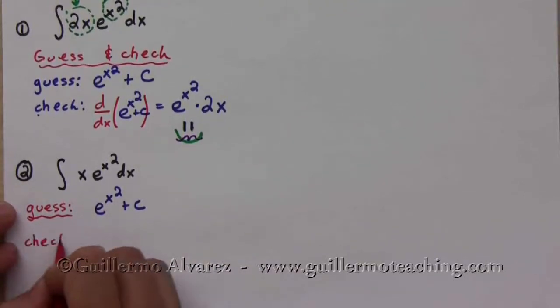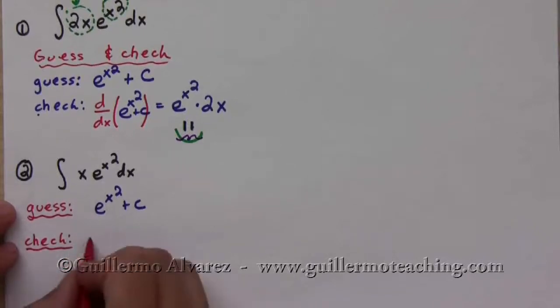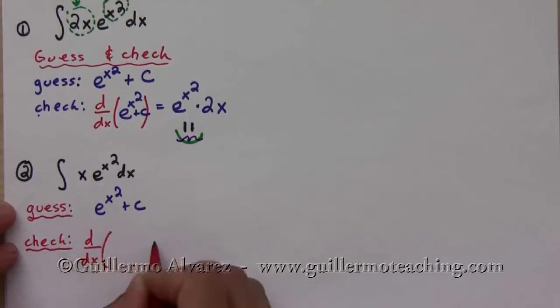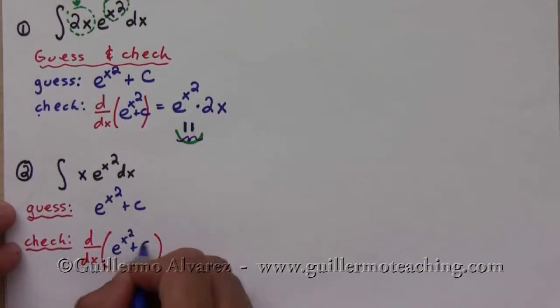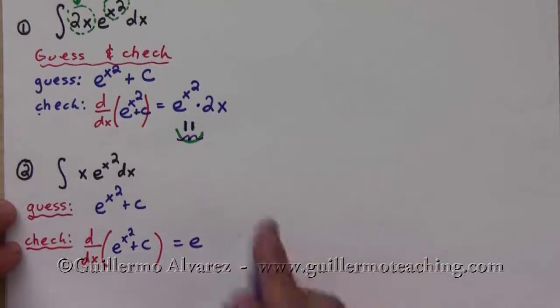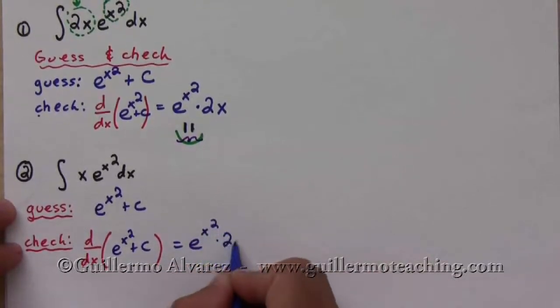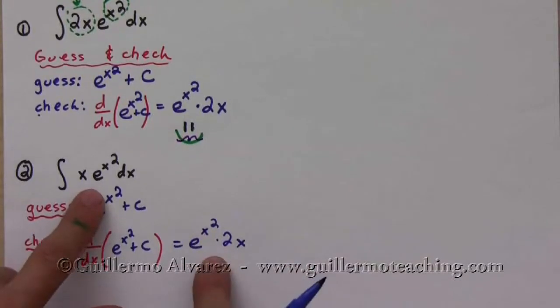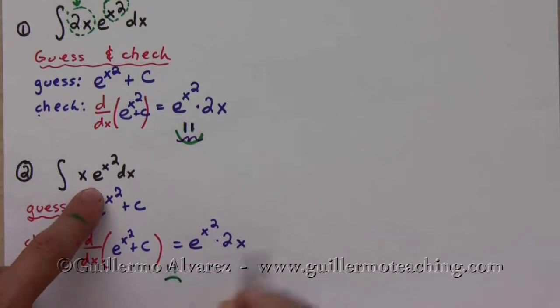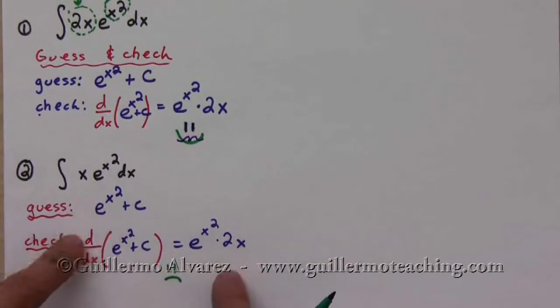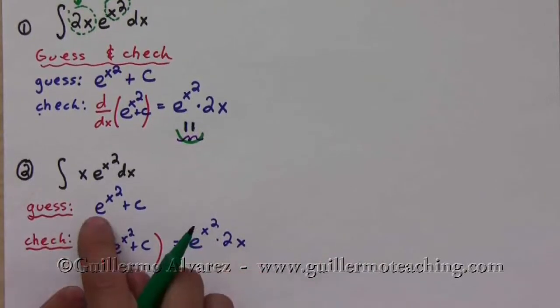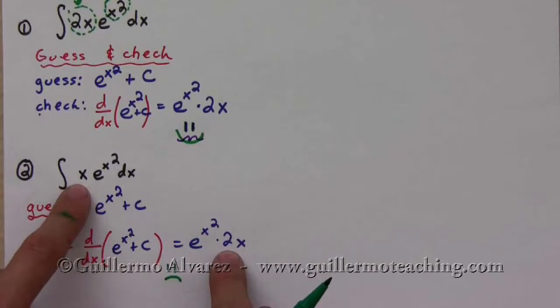We check: the derivative of e to the x squared plus c is e to the x squared times 2x. If we compare these, we notice this is not right. Sad face. But we're on to something, because we're just off by a constant. We're just off by this 2.